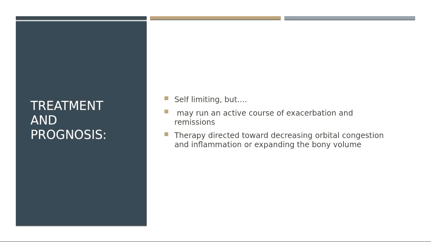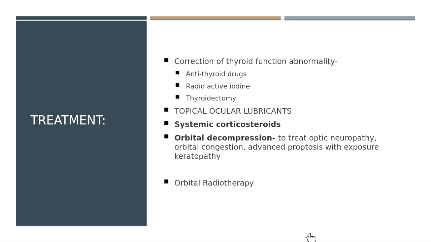Okay. Treatment, and I think you must have gone through all the treatment, but usually it's self-limiting. But of course, you may have to intervene. So therapy is usually directed towards decreasing orbital congestion and inflammation, or expanding the bony volume. All right. So, as always, how do we decrease inflammation? We give systemic corticosteroids. All right.